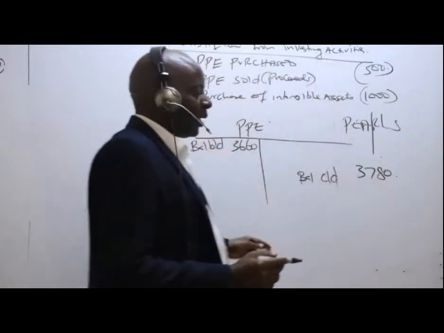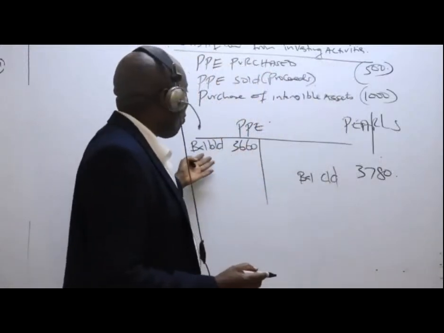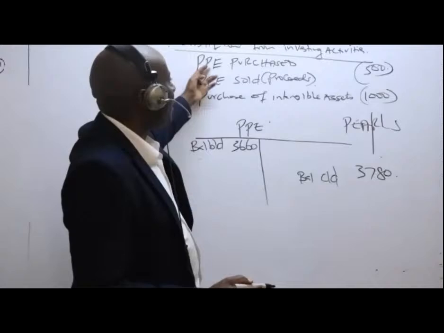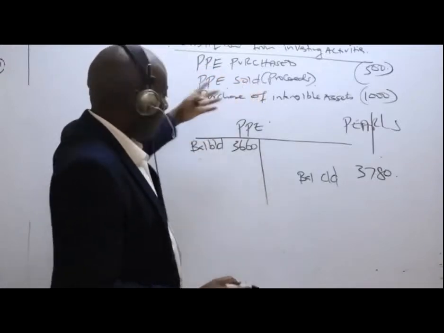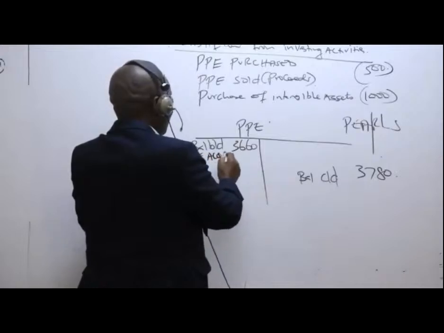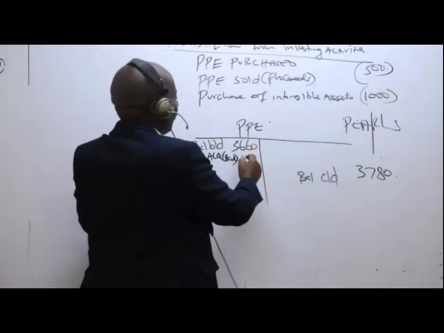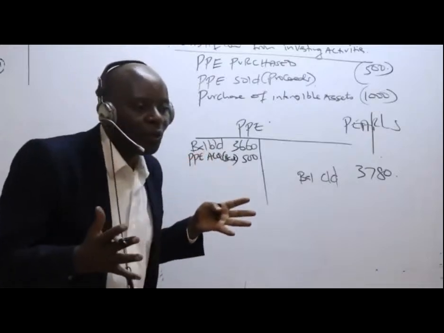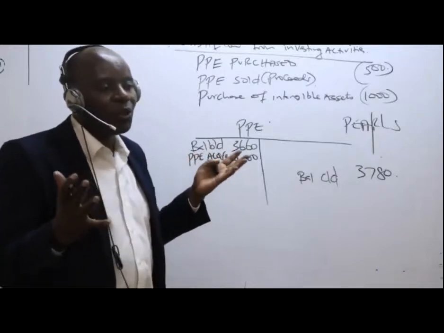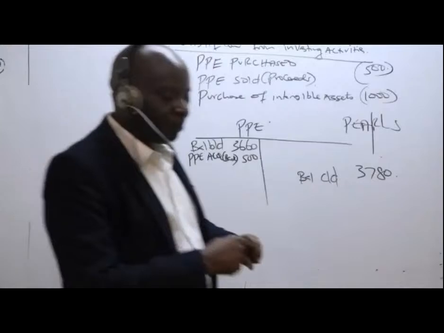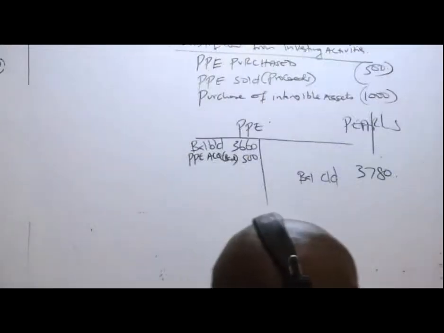3780. Now, according to PALS, whenever we acquire an asset, what do we do? We debit. We know that in the year there was an acquisition. So you can talk of PPE acquired, bank, 500. We did revalue our assets upwards. This is it.